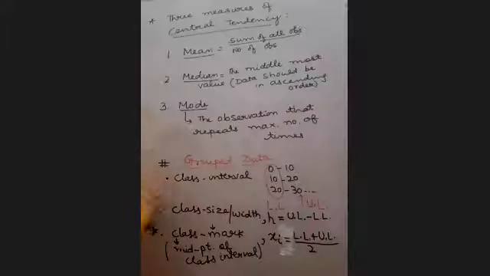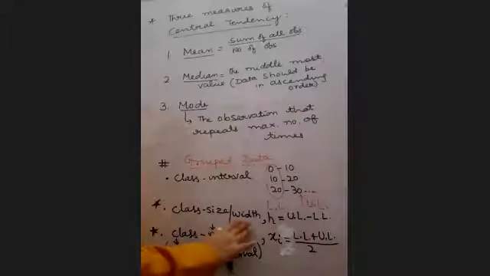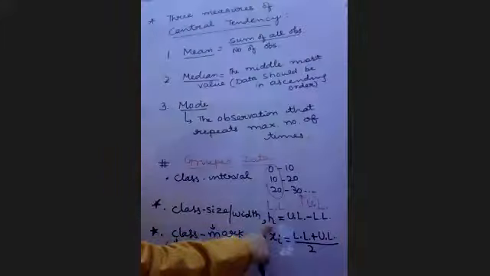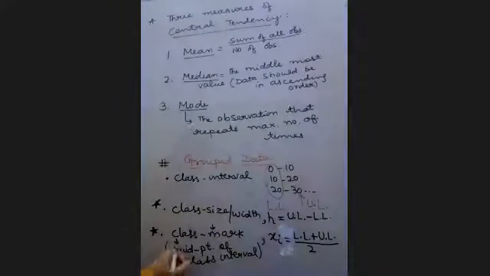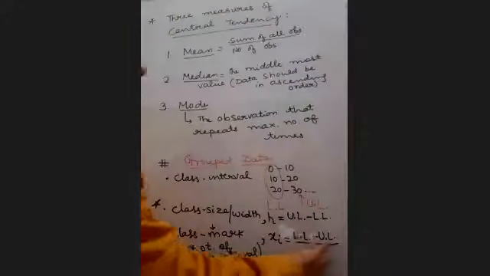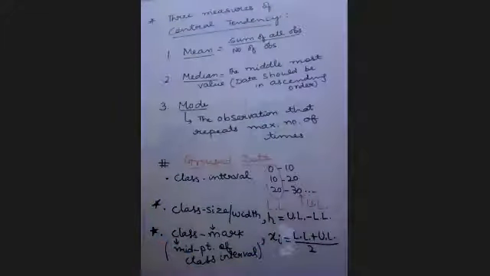Kindly be aware. So class size or class width is denoted by h. Class mark, which is the midpoint of the class interval, is denoted by xi, which is lower limit plus upper limit by 2. Is it clear till here? Yes, ma'am.